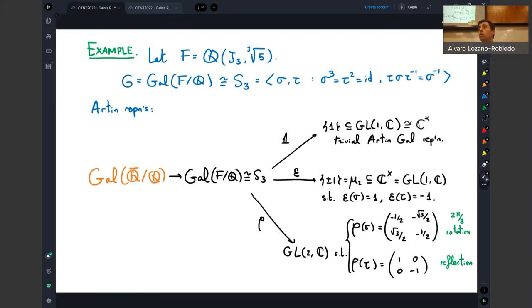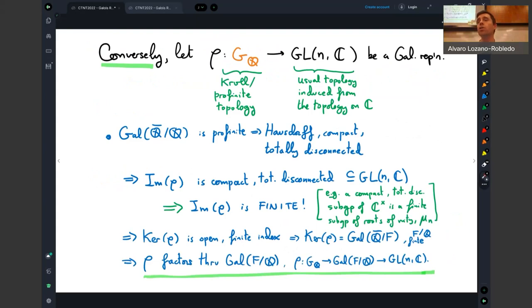Okay, so those are the three Artin Galois representations that are attached to this. You can do other ones which are not simple, in that I can do, for example, GL4 and do sort of like a block matrix, but those are not irreducible, so they will factor into some of these representations. Okay, so these are the irreducible ones.